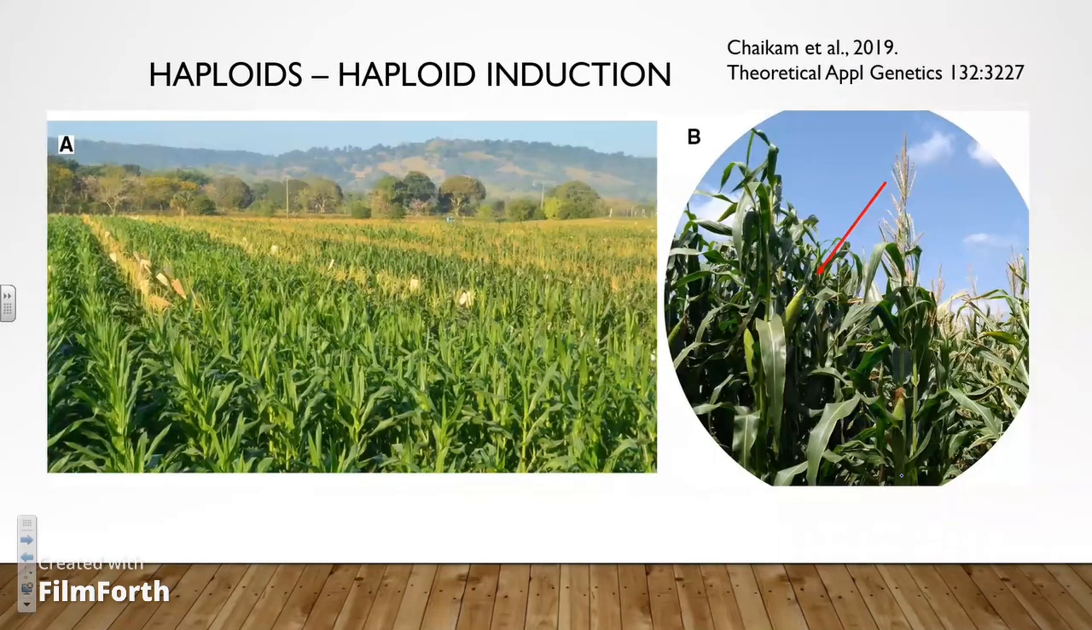Corn and haploid induction systems are much more field oriented in their application. And here, this is taken from Chaikum in a recent publication in Theoretical and Applied Genetics, where you see the inducer line pollinating all of these detasseled breeding crosses, F1 breeding crosses. And so you see the detail here that they're putting that inducer line on this kernel here.